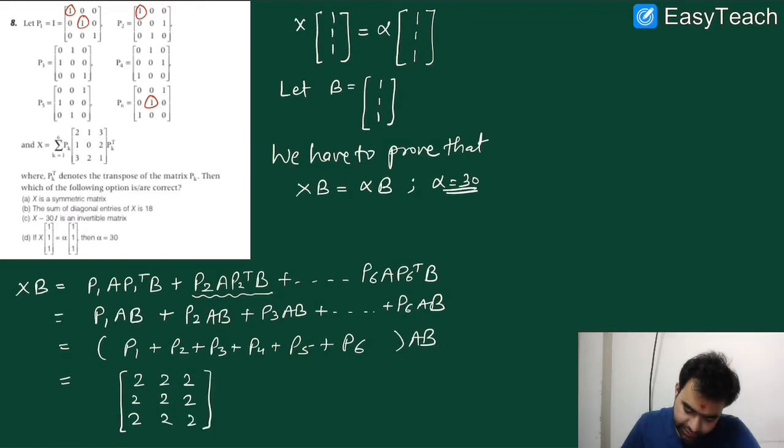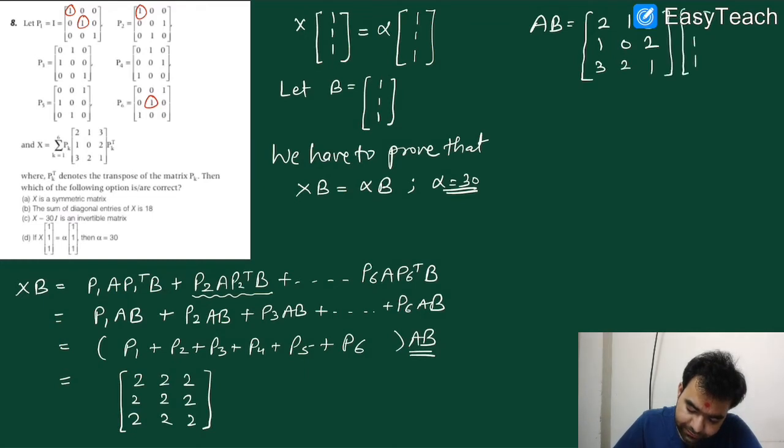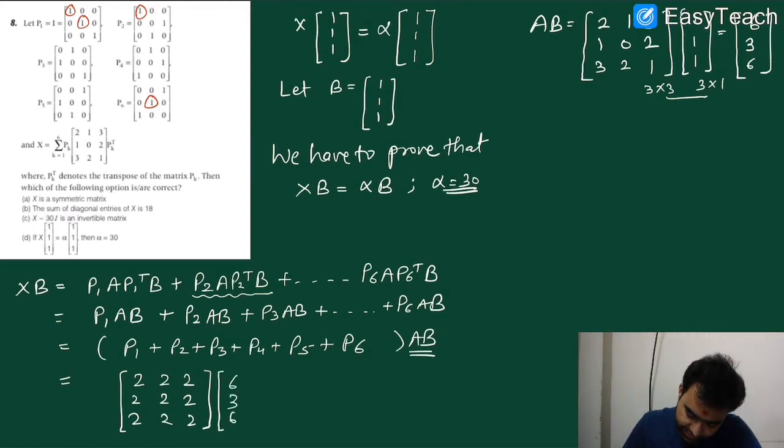Now here AB. So let us first calculate A into B. What is A? A is 213 102 321 into B is 1 1 and 1. Order is 3 by 3 here, 3 by 1. So 3 and 3 same, yes. So matrix multiplication possible. So when I multiply, I'll get 6, then 3, and then 3 plus 2 plus 1, 6. Okay. So here this is 6, 3 and 6.